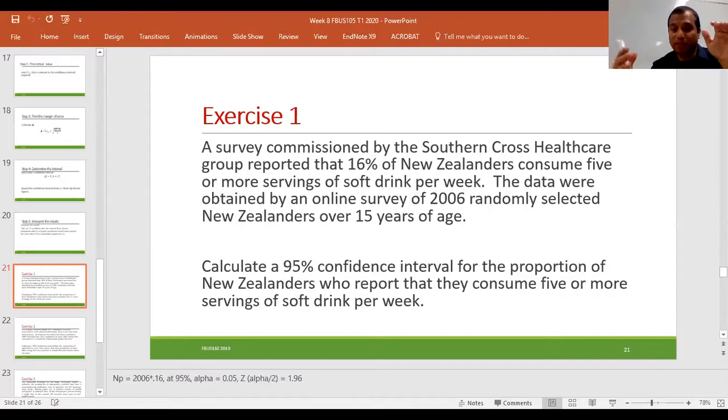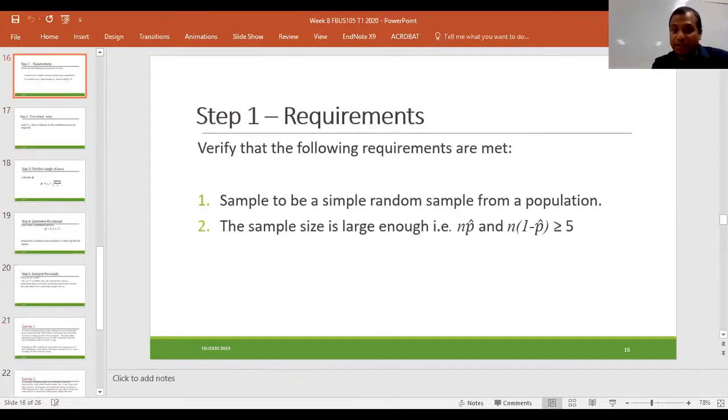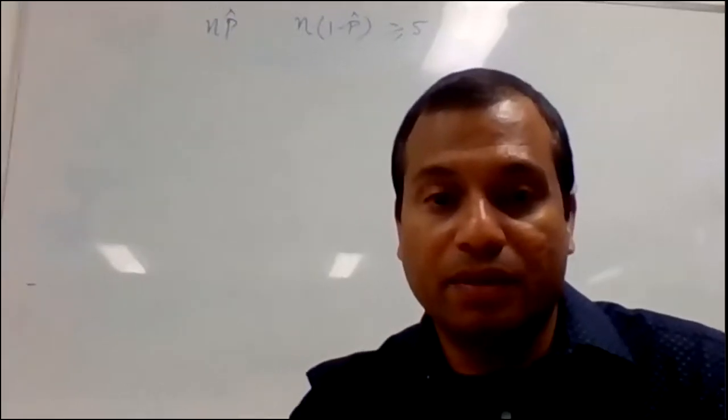So think about the 95% confidence interval. Yes, they're asking for a range at the 95% confidence level. Let's go through all the stages one by one: stage 1, stage 2, stage 3, 4 and 5. Stage 1 is to check whether n times p and n times 1 minus p are greater than or equal to 5. Check for that. Okay, let me share the screen.